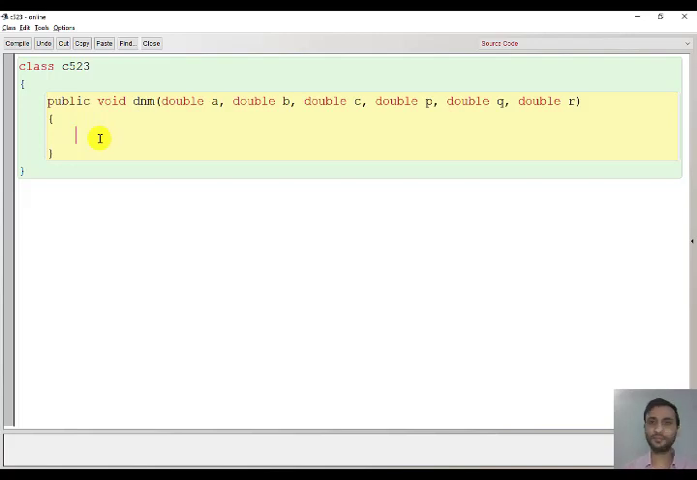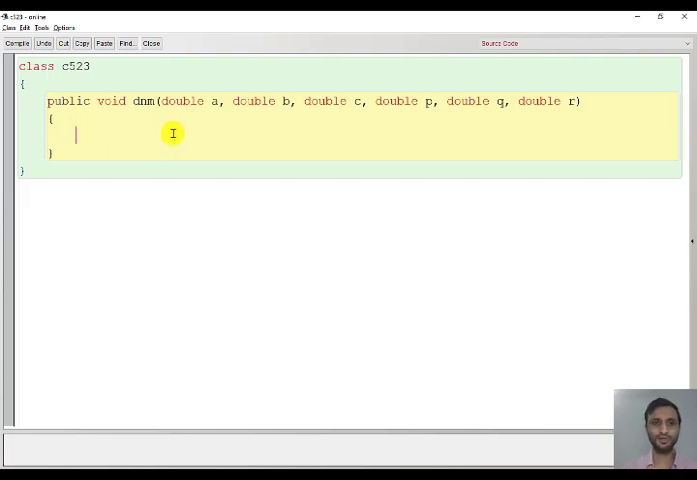So can you divide a number by 0? It is not possible. So if AQ minus BP is 0, then there is no way you are going to get any value for x and y. If that is the case, then we cannot find the value of x and y, because you cannot divide a number by 0. In that case, you have to print no finite solution. That means there is no value for x and y. If it is not 0, then we will find the value of x and y.